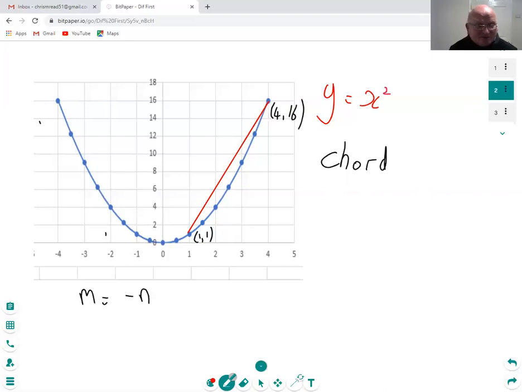I could put those red lines back on again. I got rid of them by mistake. Put them back on again. That's not very well drawn. There, and there. So as we're getting the point that we're drawing the chord to closer and closer to 1, 1, that chord is getting closer and closer to being a tangent at 1, 1, and then the gradient of that is the gradient of the curve at that point, 1, 1.